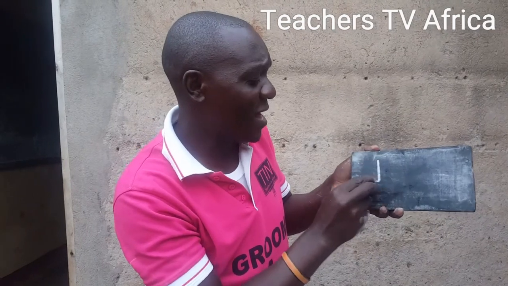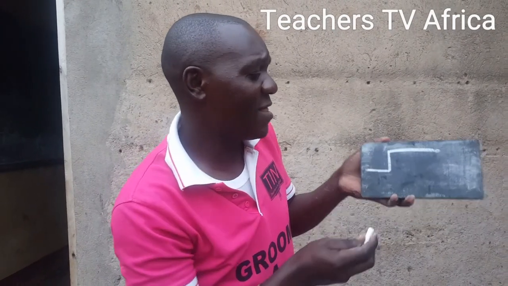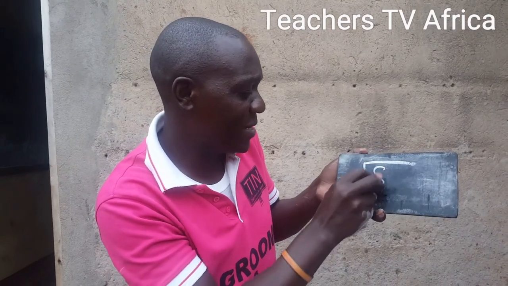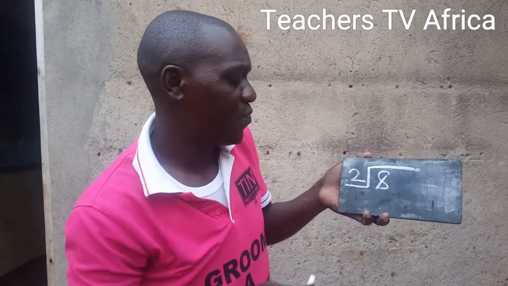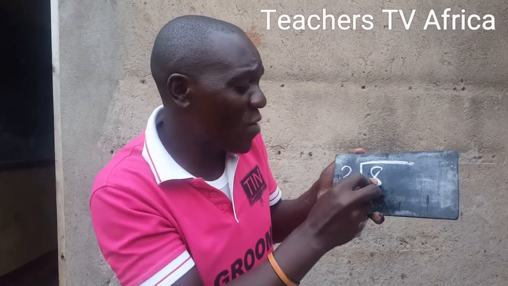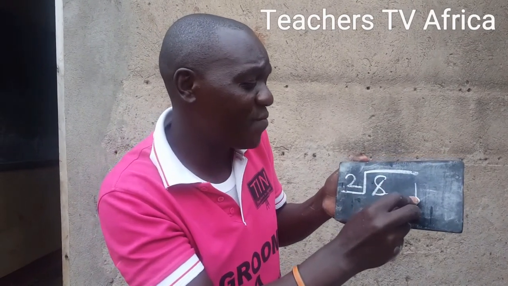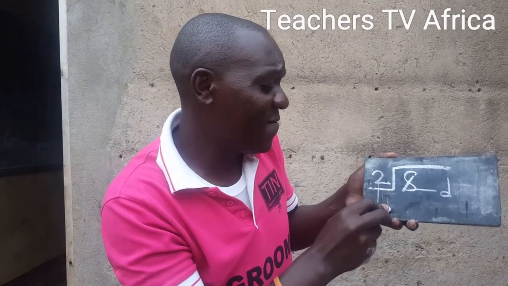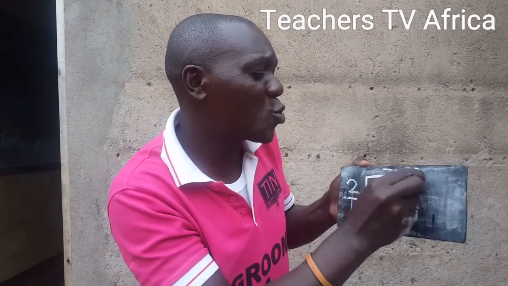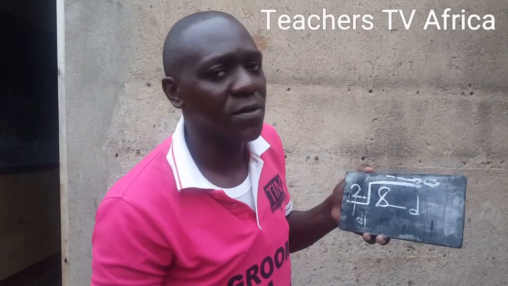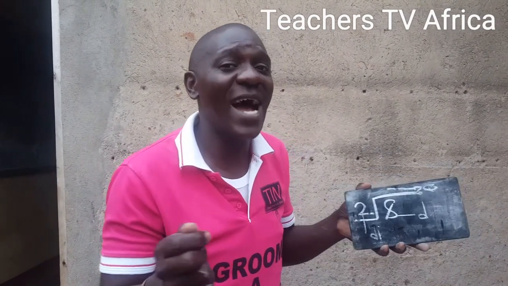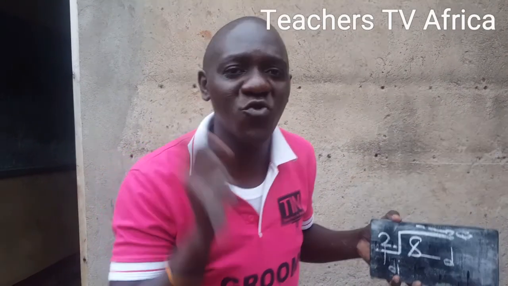Also, others don't understand this. Assume it is 8 and this is 2. We should tell them three things: this one is called the dividend, this one is called the divisor, and the answer which we get is called the quotient. If our learners master that, they will easily understand the concept of division.